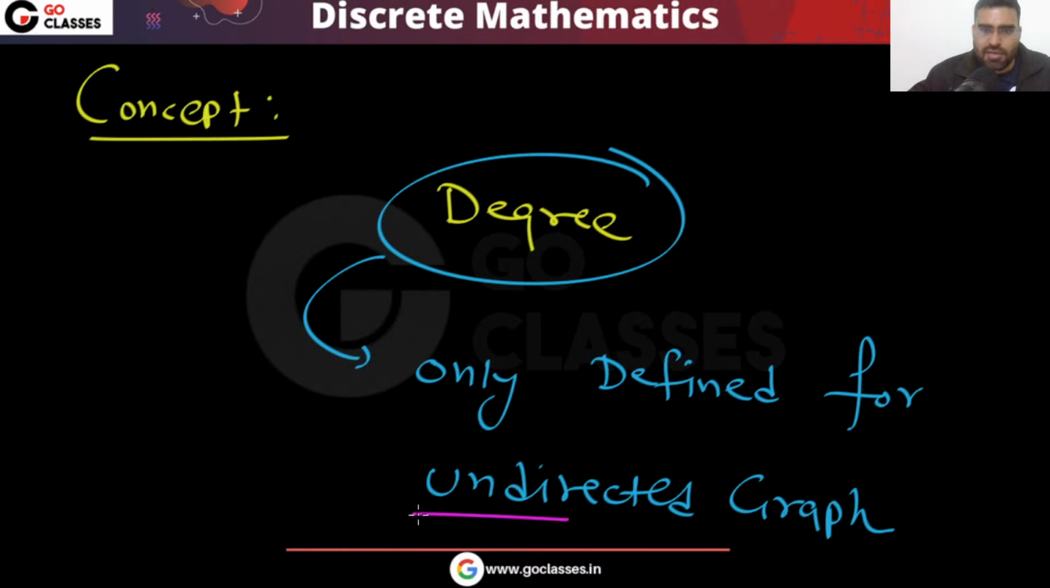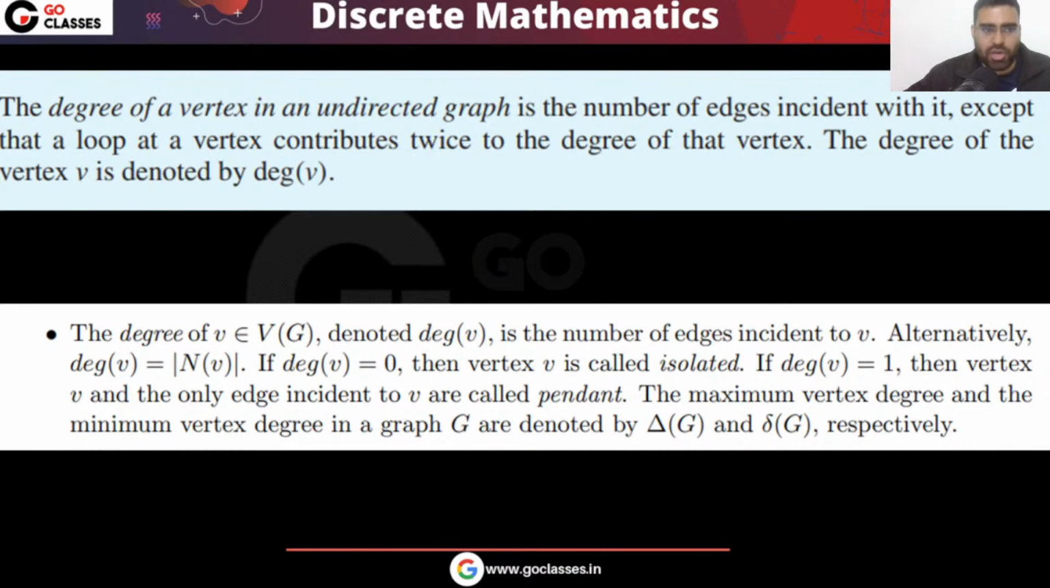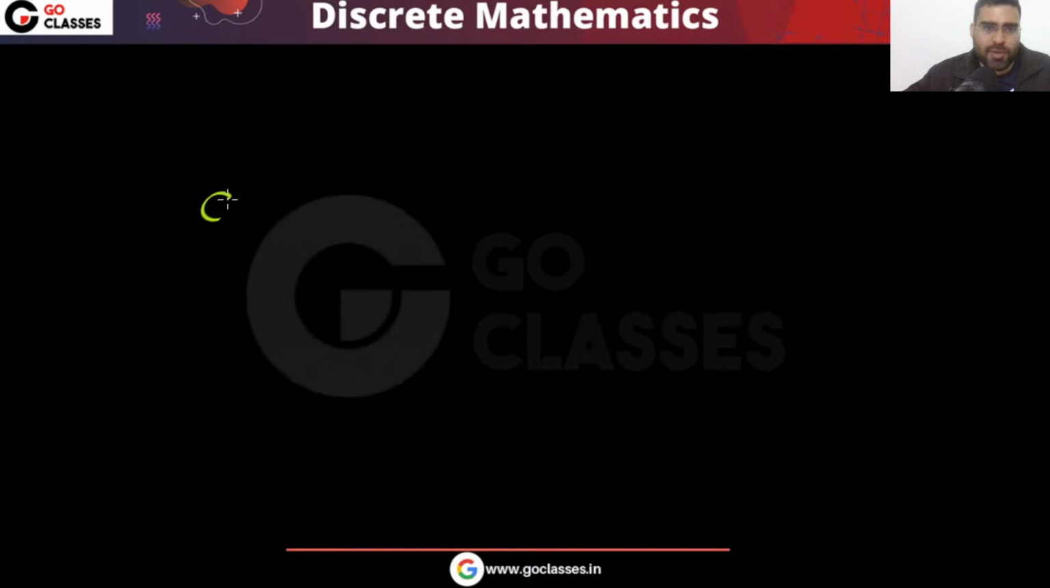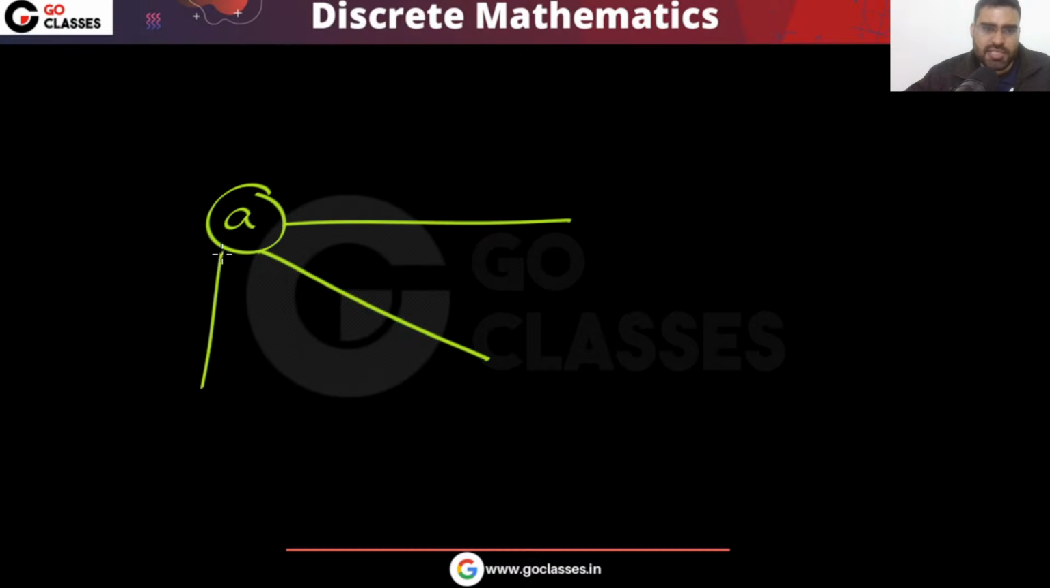Of course, in some other way you can define it for anything if you want to, but by default when we hear the word degree, it is only defined for undirected graph. So in an undirected graph, what is the degree of a vertex? Degree of a vertex is how many edges are incident on it. Very simple. So the degree of a vertex in an undirected graph is the number of edges incident with it. For example, consider this vertex. Let's assume this is an edge, this is another edge, this is another edge, and let's assume this is a self loop. Now you can notice, how many edges are incident on this A?